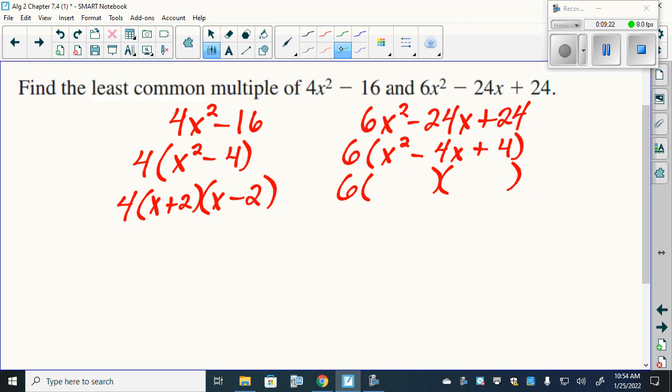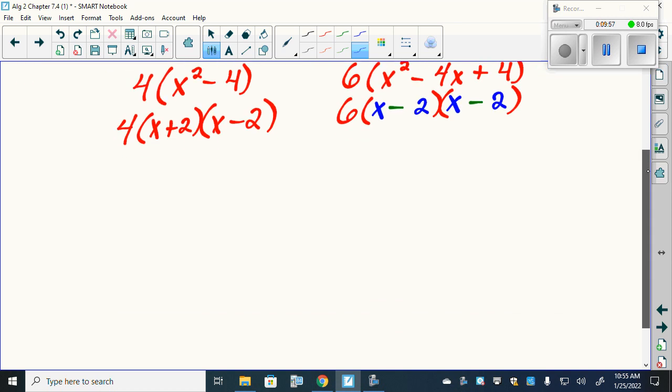Now that we factor the 6 out, we'll still need to factor the x squared minus 4x plus 4. Since the third term is positive, the signs are the same and match the sign of the middle term, which would be negative and negative. Now we need to find the factors of x squared, which would be x and x. And the factors of 4 would be 2 and 2. So we do have these factored down completely.